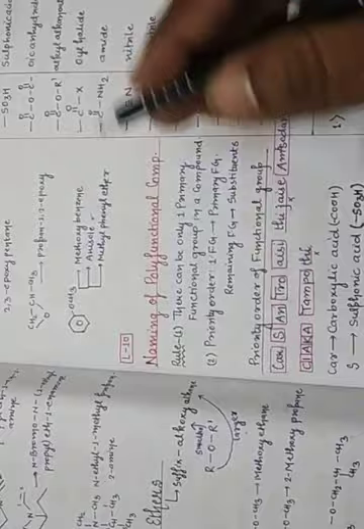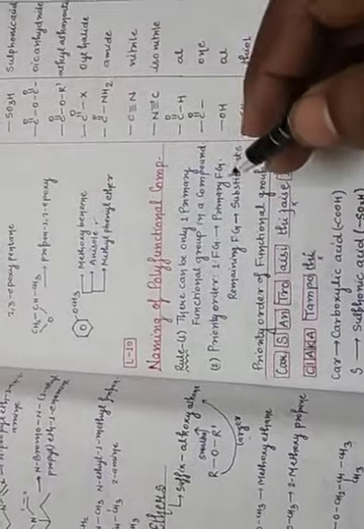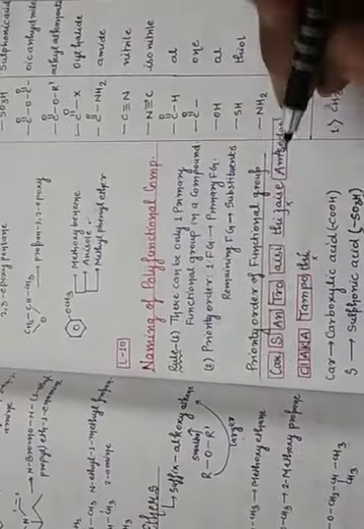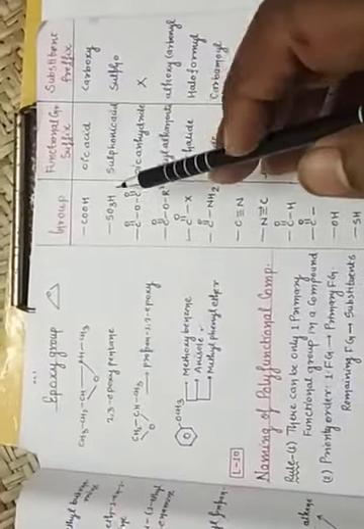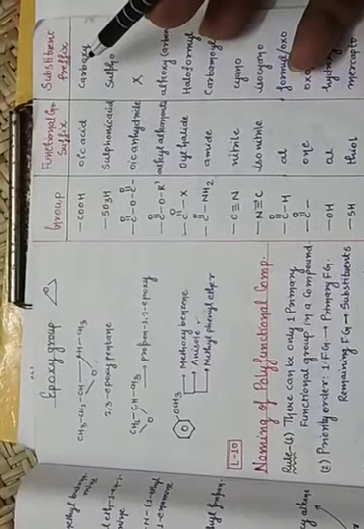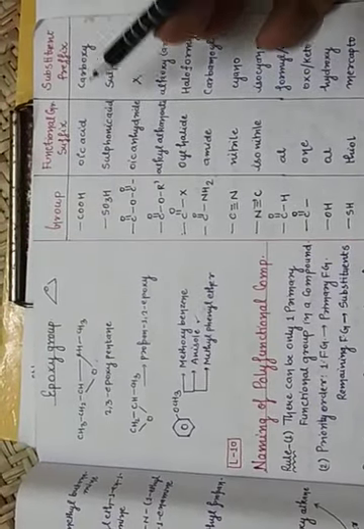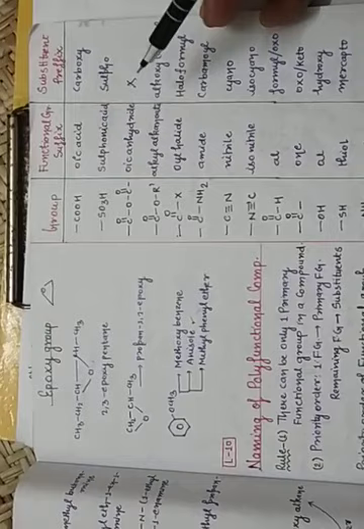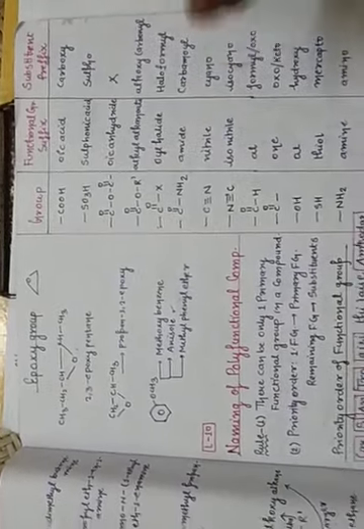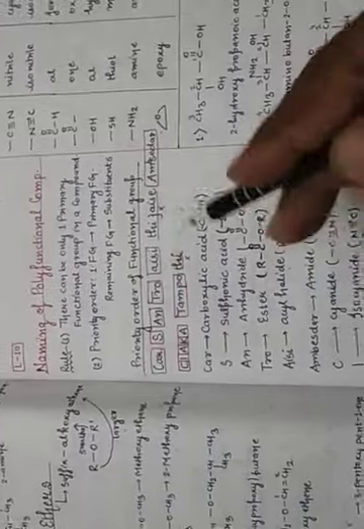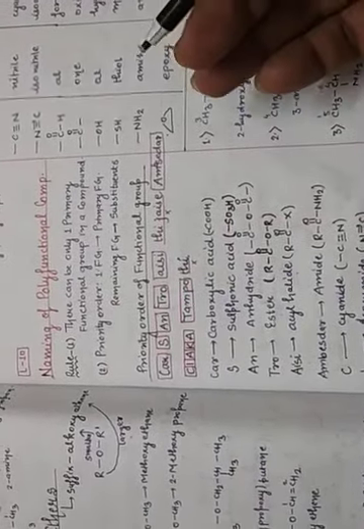Polyfunctional means many functional groups are given in one structure. There are different types of functional groups, and there is a suffix and a prefix. Prefix means the starting word and suffix means the ending word. So how do we apply this suffix or prefix? First, you consider which functional group has higher priority and which is lower.